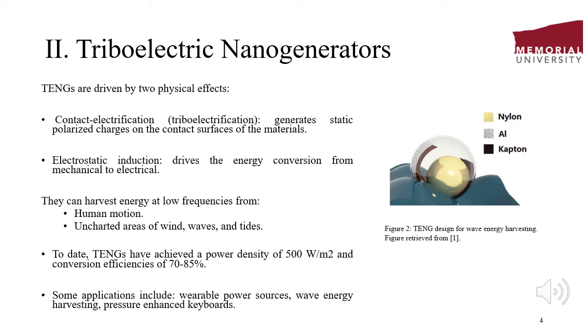In particular, triboelectric nanogenerators excel at harvesting energy at low frequencies that can be obtained from human motion or from uncharted areas of wind, waves, and tides. To date, triboelectric nanogenerators have achieved power densities of 500 watts per meter squared and conversion efficiencies of 70 to 85%. Some of the current applications include wearable power sources, wave energy harvesting, as well as pressure-enhanced keyboards. On the right-hand side, you can see a triboelectric nanogenerator design for wave energy harvesting.